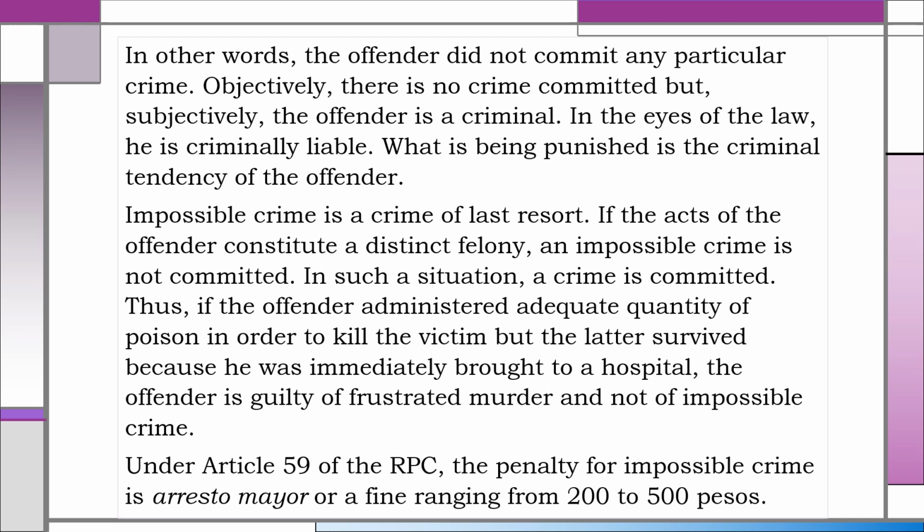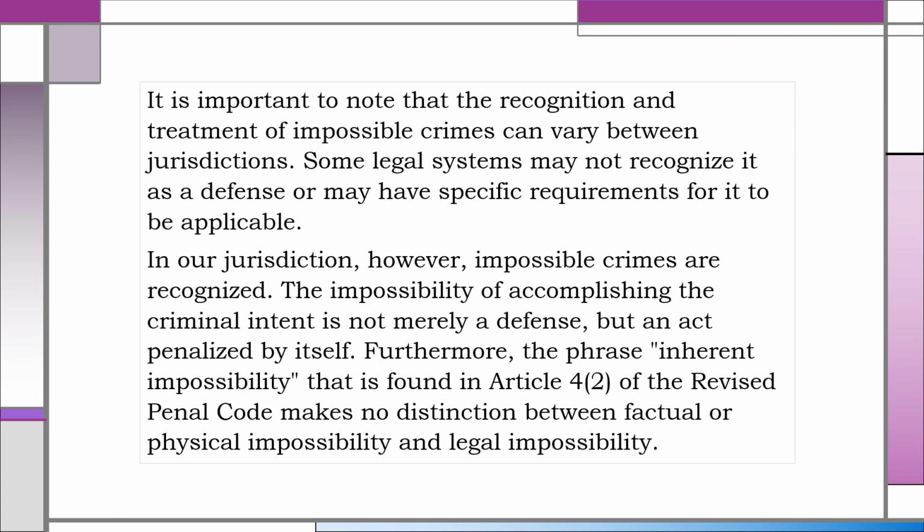Under Article 59 of the Revised Penal Code, the penalty for impossible crime is arresto mayor or a fine ranging from 200 to 500 pesos. It is important to note that the recognition and treatment of impossible crimes can vary between jurisdictions. Some legal systems may not recognize it as a defense or may have specific requirements for it to be applicable. In our jurisdiction, however, impossible crimes are recognized.